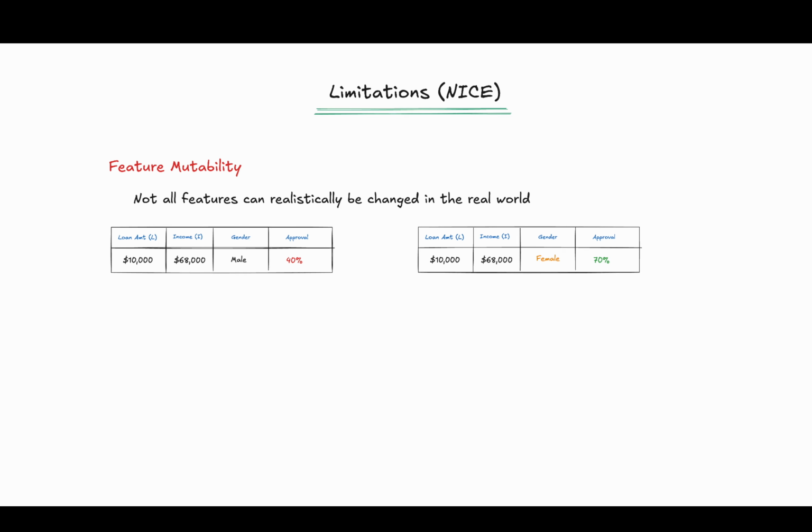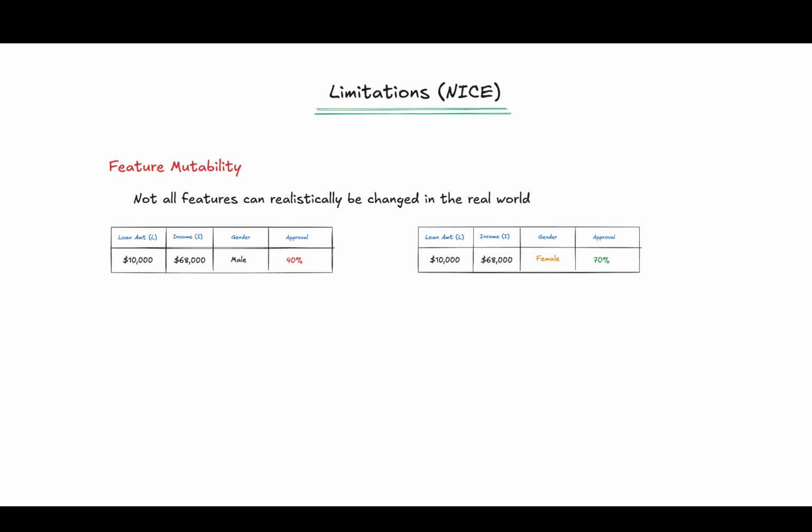Okay, so now we'll have a look at some of the limitations of NICE, and also it's a good example to see what kind of things we should be looking at when choosing a counterfactual method. So the first one is feature mutability. Now this is important in real world scenarios, because if there is a feature called gender and the counterfactual suggests that you need to change your gender from male to female in order to get your loan approved, that is something that is completely wrong, and we need our algorithm to avoid that.